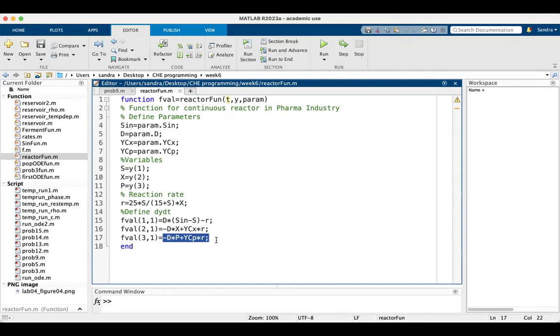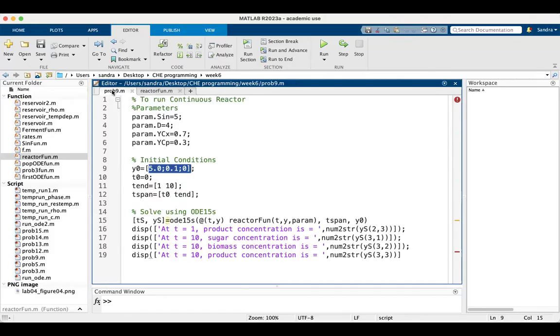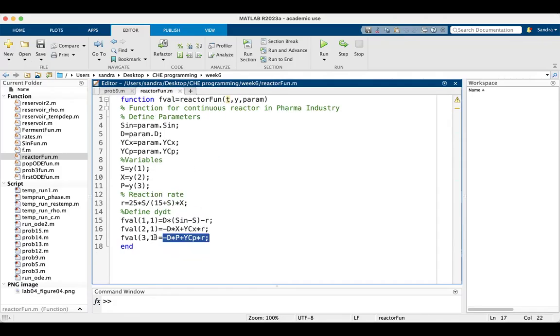The output ODE function should give you each of the ODEs as different rows in a single column. And the initial value that you give should also be a column vector. So the function output has to be a column vector, and the initial value has to be a column vector. So that's what you do.